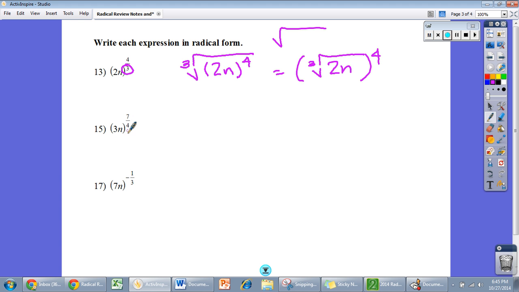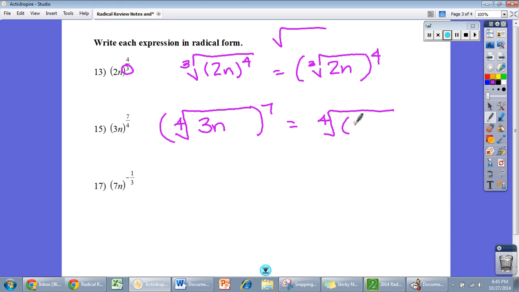Let's take a look at another one. We have 3n to the 7th, to the fourth power. Again, my index, or my root, is going to be 4. The 4 goes to the denominator. And then I have my 3n raised to the 7th power, or if you're a fan of writing it the other way, oh, sorry, that was supposed to be a 4. The 4th root of 3n to the 7th power. Either way you want to write those.